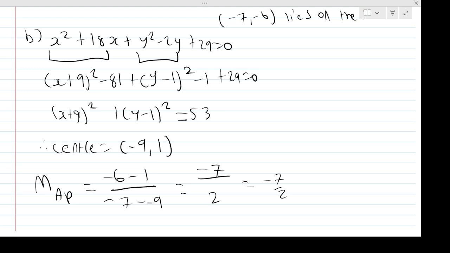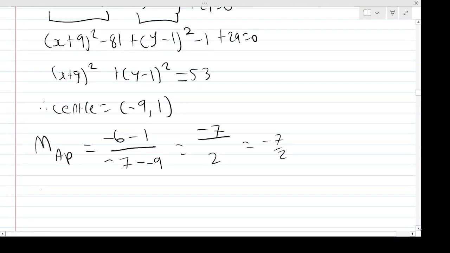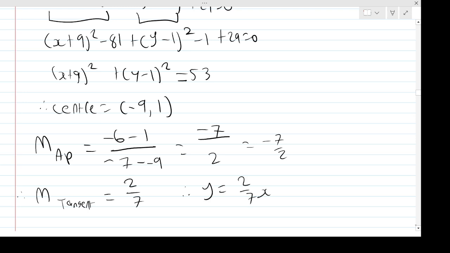Yeah, that's right. I checked my answer. Okay, cool. So that's the gradient of the AP, which is the gradient of the radius. Therefore, the gradient of the tangent is the negative reciprocal. So negative on negative against positive, and then we do the reciprocal of 7 over 2, it'd be 2/7. Therefore y, we can then say, is 2/7 x plus c.